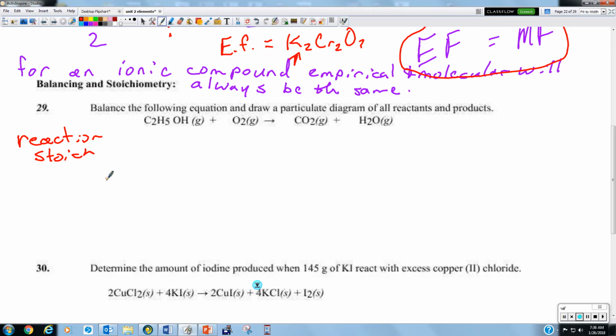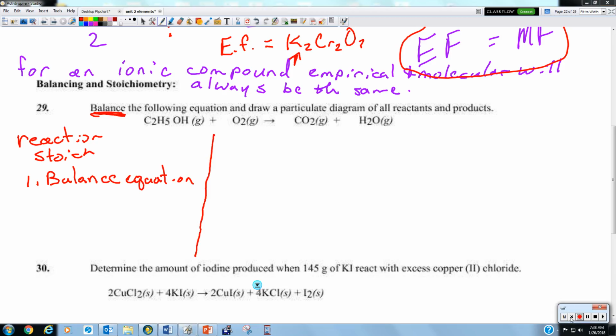So first step in reaction stoichiometry is always balance the equation. First step, or ensure that the equation is balanced. Balance equation. So let's look at this equation here. Take a moment, try to balance this equation, make sure everything matches up, and I'll come back and we'll verify.